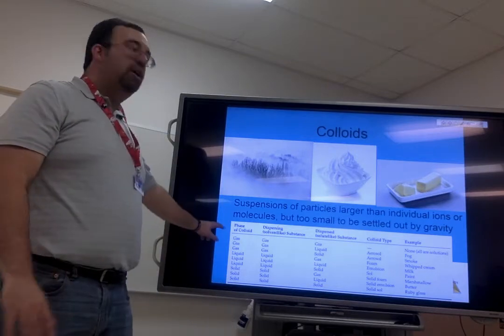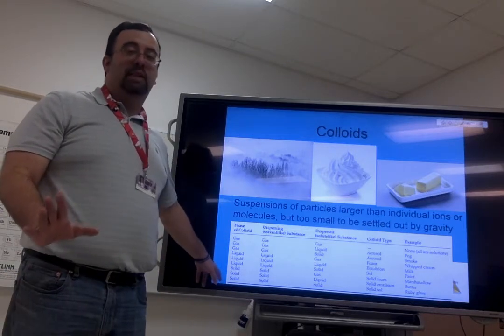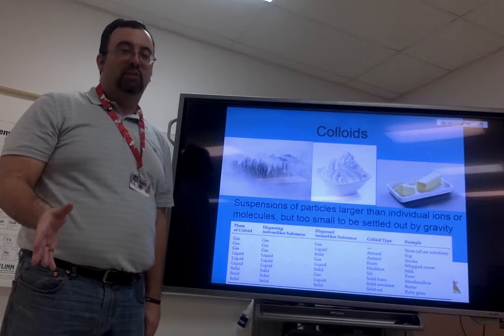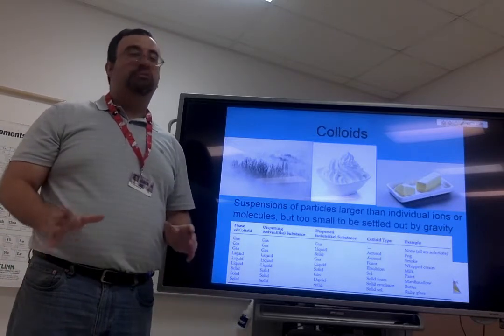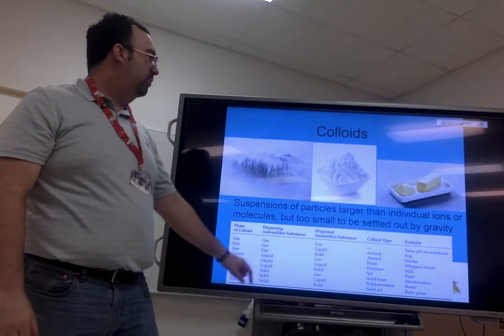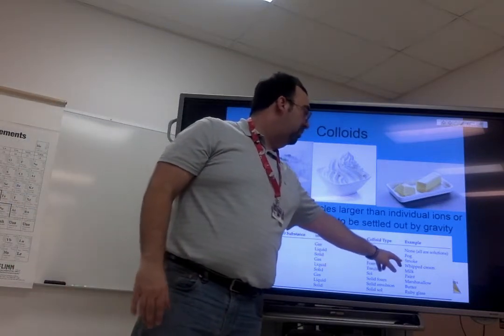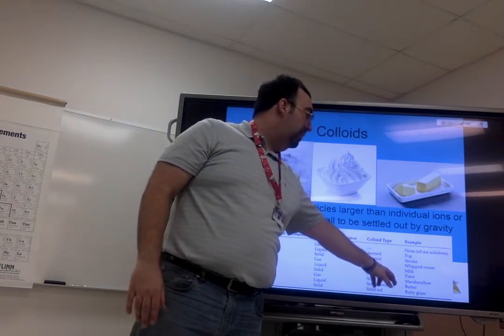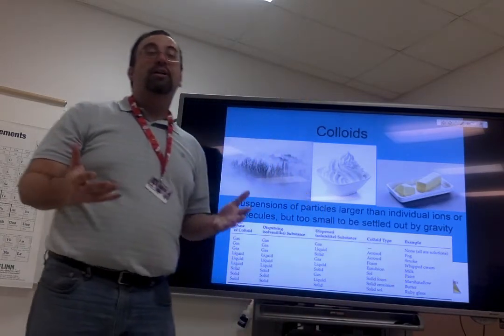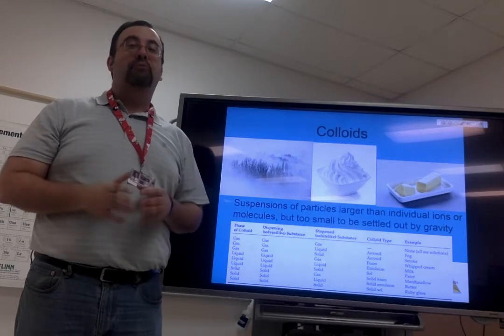So again, you don't have to worry about memorizing this table. There should be a table like this in your book, but I do want to show you that there are many different types of colloids. We have, for example, smoke. Milk is considered a colloid. Something like marshmallows. And so these are all different types of colloids.